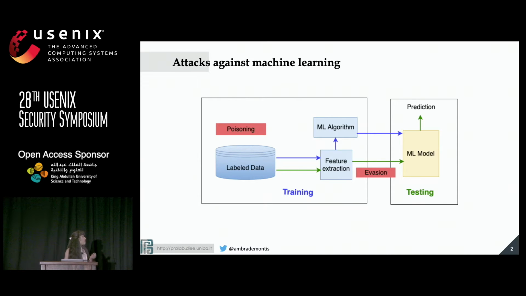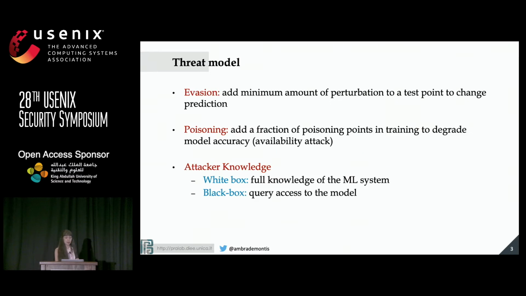A machine learning system is basically trained on a data set. It extracts some features that are used to train the machine learning model. Then this machine learning model is used to classify new samples. So basically, the inputs of the machine learning system are the training data and the test data, and an attack can potentially change both of them.